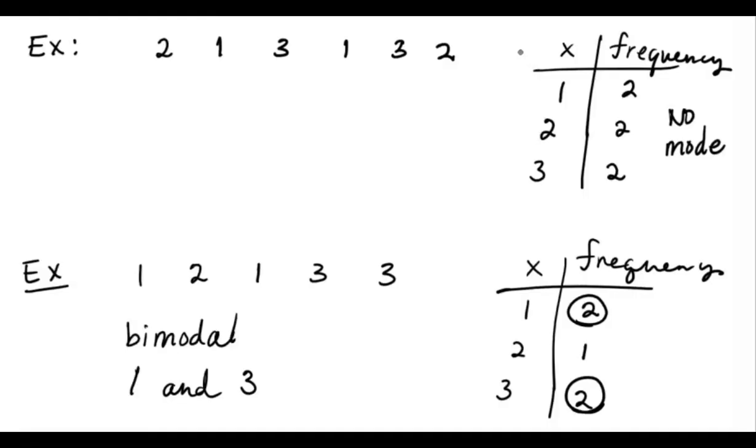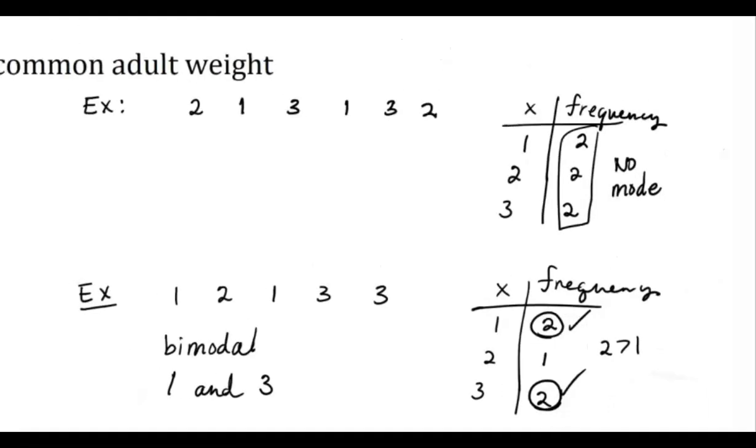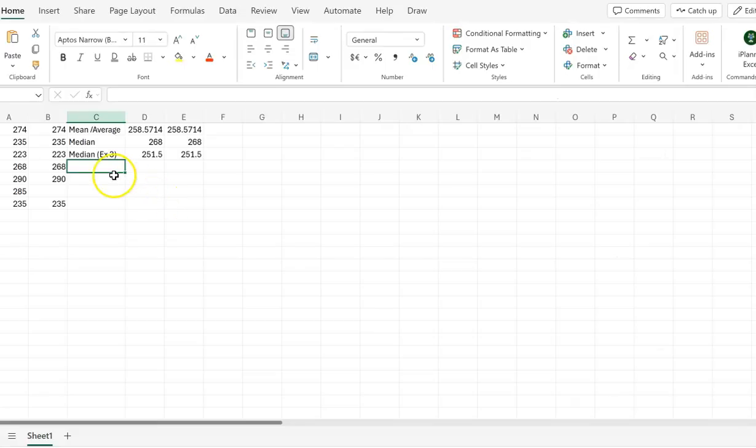So the difference here is that 2 is bigger than 1. So there is a largest number here, but 2 is not bigger than 2 among these numbers. None of these numbers is the largest. So that's the difference between a data set that has no mode and a data set that has 2 modes. Now that we have learned what the mode is, let's see how to find it in Excel.